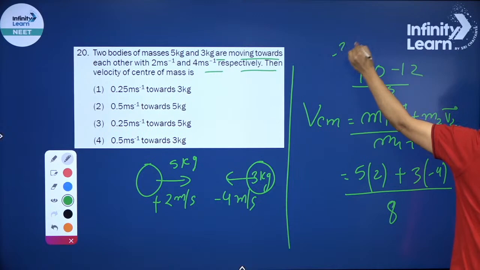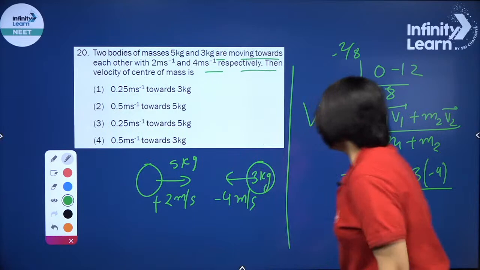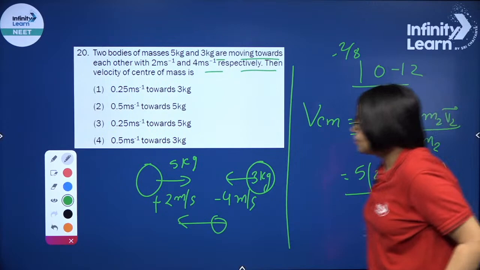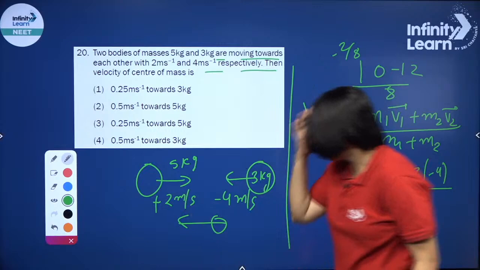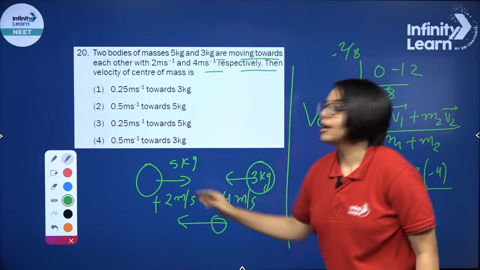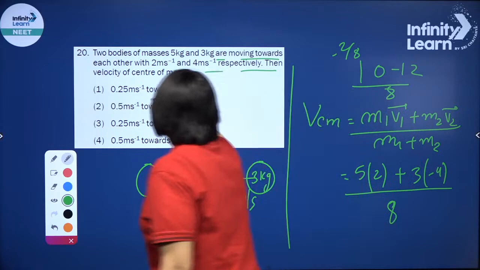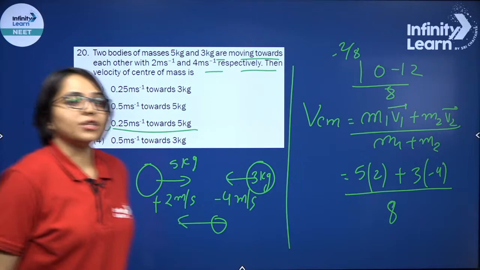The minus sign came because overall the center of mass is moving in the direction we assumed negative, right? So the center of mass is moving in that negative direction, towards the 5 kilogram. Where is the center of mass going? Towards the 5 kilogram. With what velocity? 1 upon 4, or 0.25 meter per second. So the correct answer is option 3. Children, well done, well done. Very good, very good.